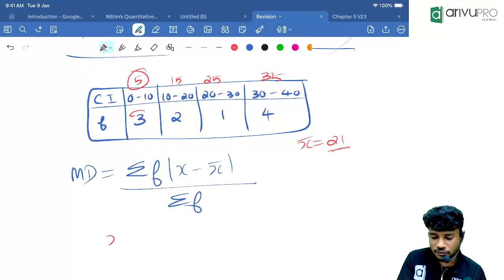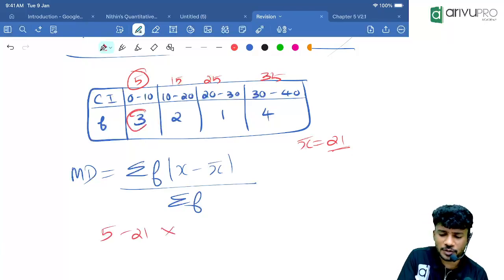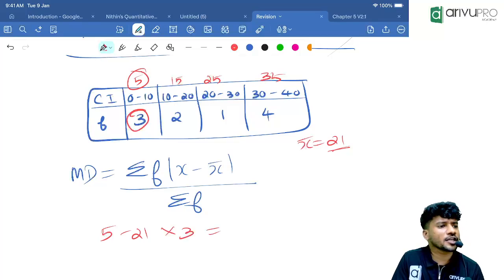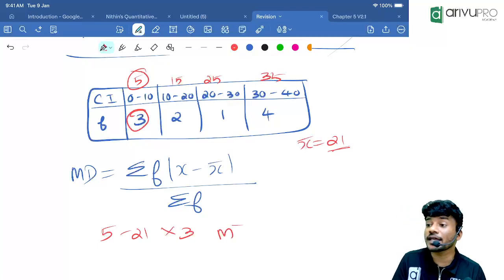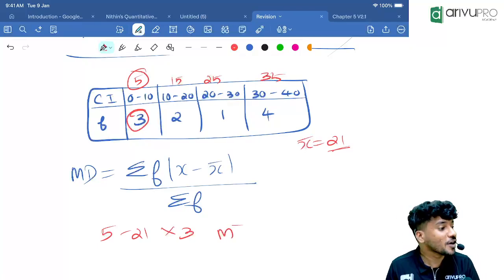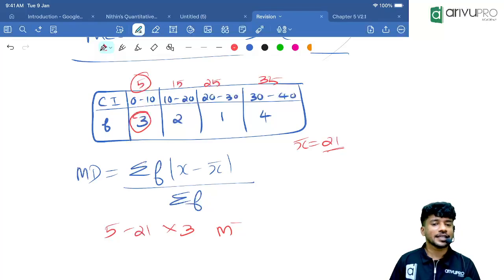First x value is how much? 5. So 5 minus 21, then multiplied with the frequency. How much is the frequency? 3. Are you getting a negative value or a positive value? Negative value. So will you click M plus or M minus? M minus. Why M minus? Because we want to save it as a positive value. So you click M minus.